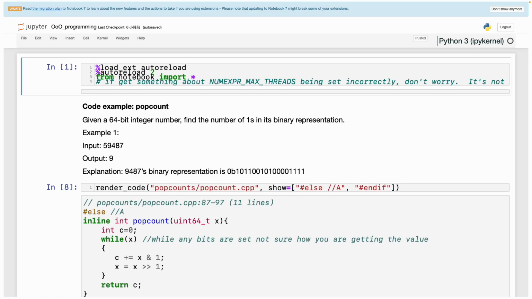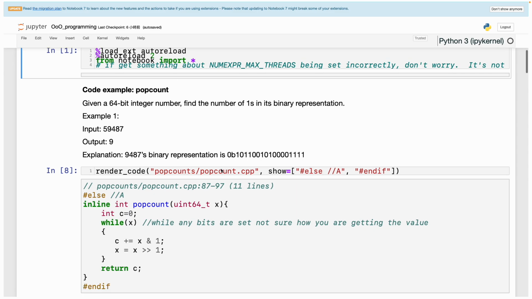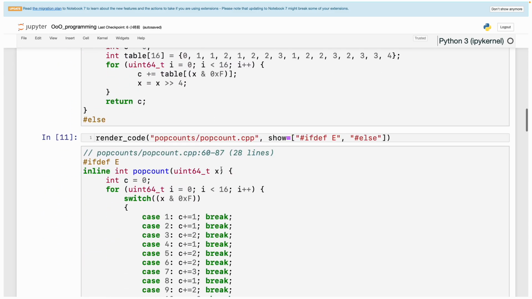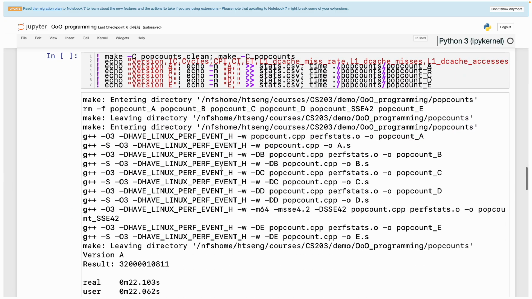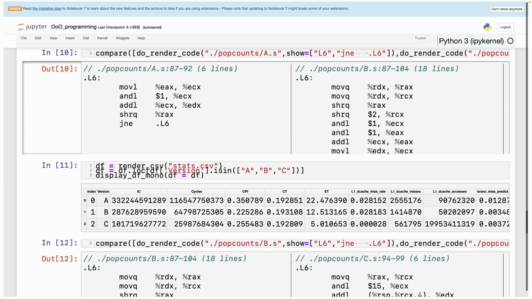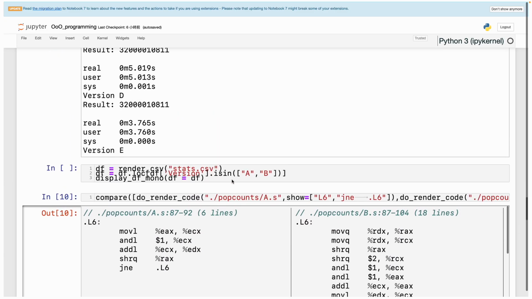So let's run. Question? Could you explain number 1 again? Why the instruction count? Okay, I will explain that later. But at this moment, let's run the real performance stats to see what's going on.